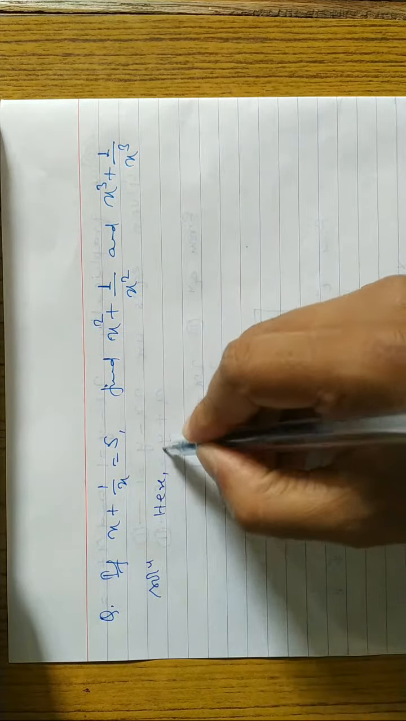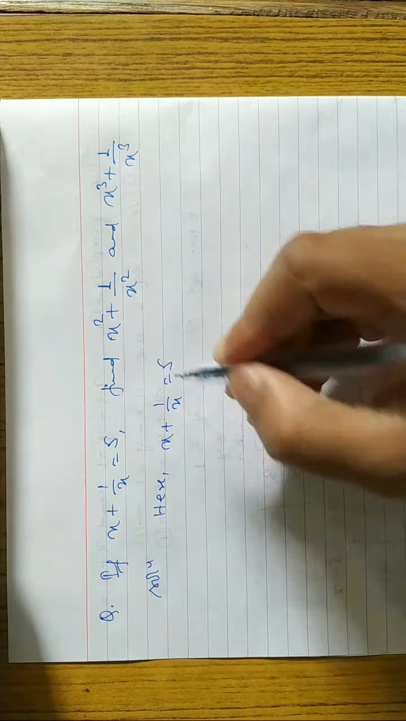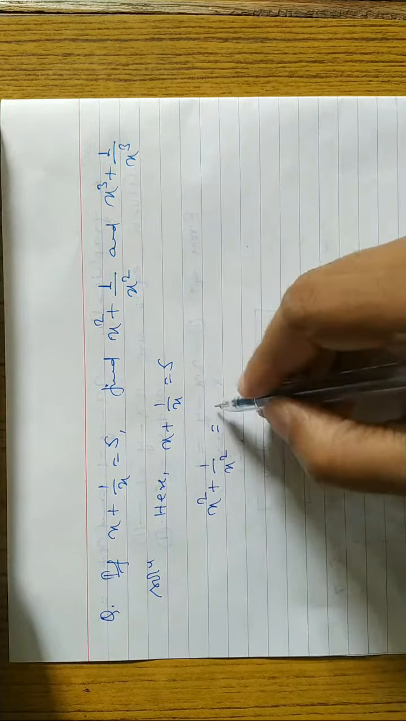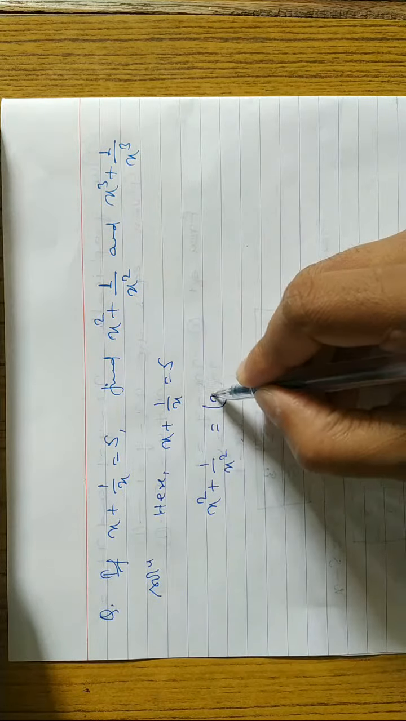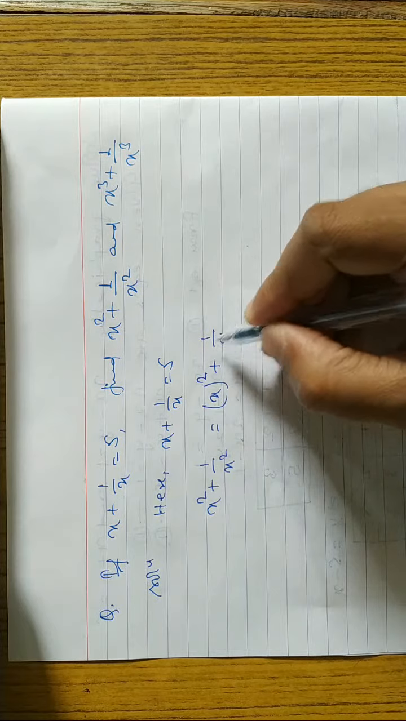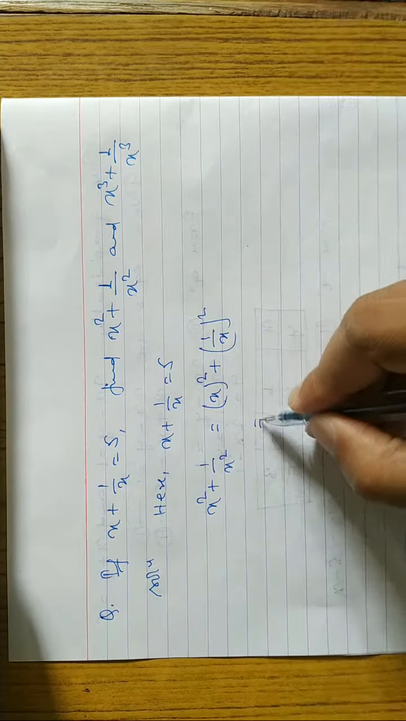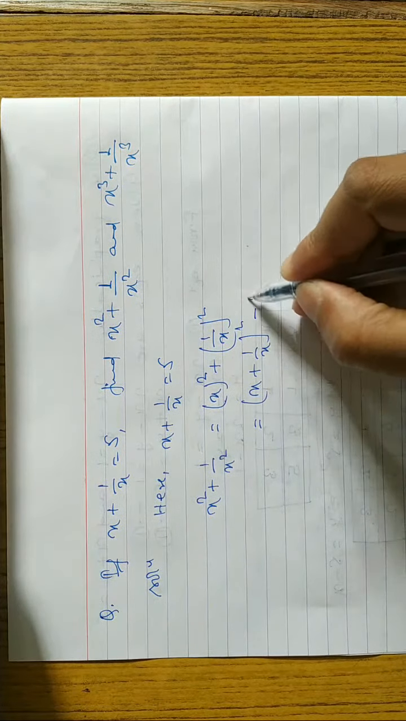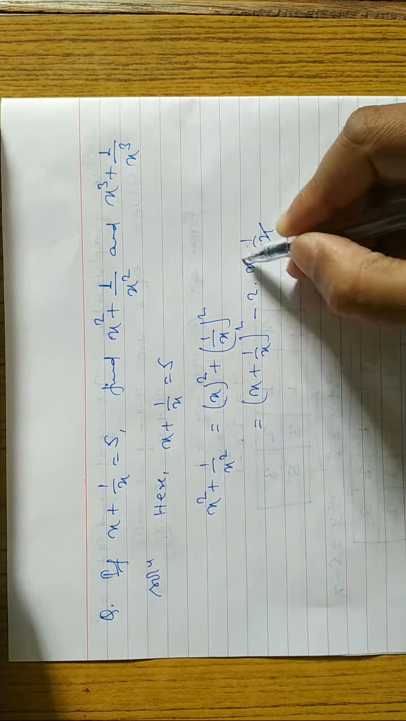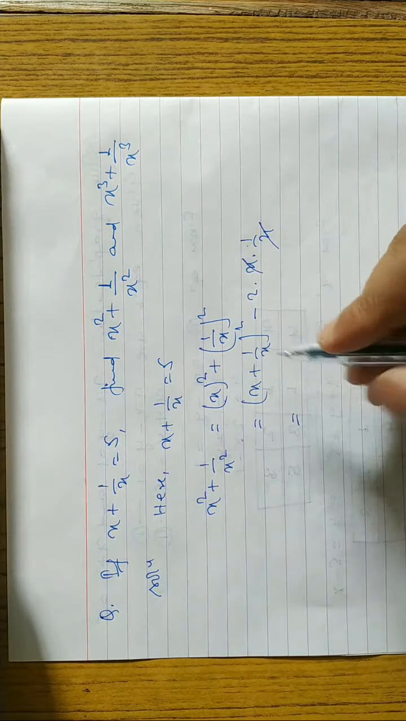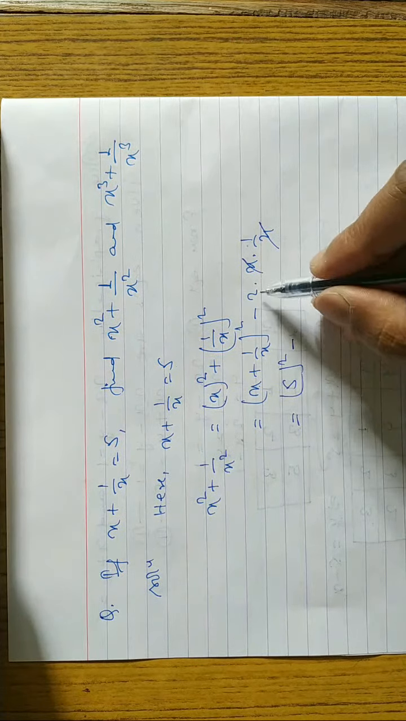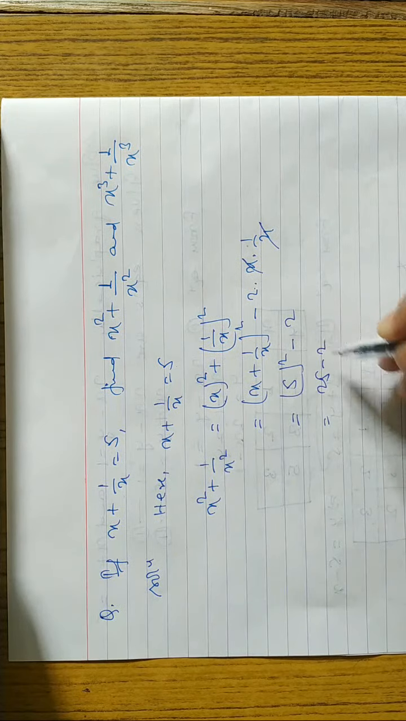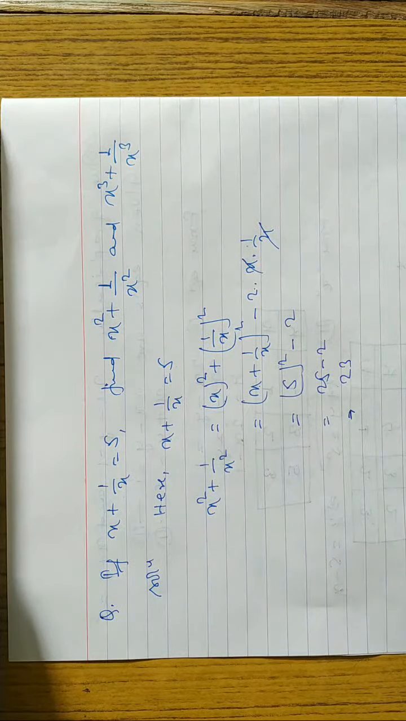Here x plus 1 by x is equal to 5. Now x square plus 1 by x square we have to find out. So first of all we have to convert this in the form of a square plus b square. So we can write x plus 1 by x whole square, a square plus b square. What is the formula of a square plus b square? a plus b whole square minus 2ab. x and x cancel. What is remaining? x plus 1 by x. What is the value? 5. So we have to write here 5 square minus 2 into 1, we have to write 2. 5 square means 25 minus 2, and when you subtract we get here 23.